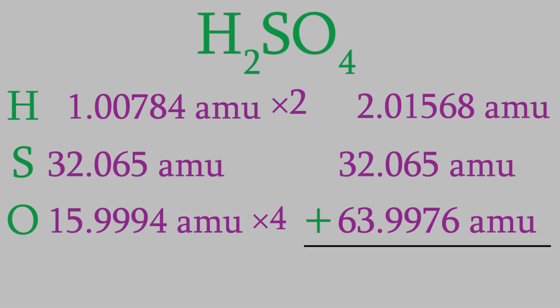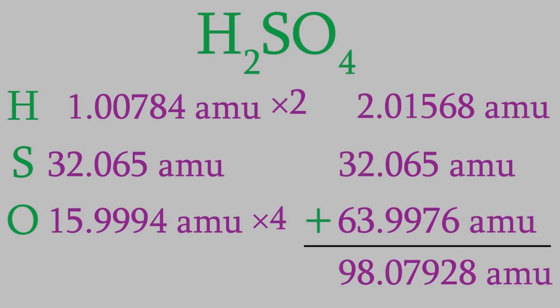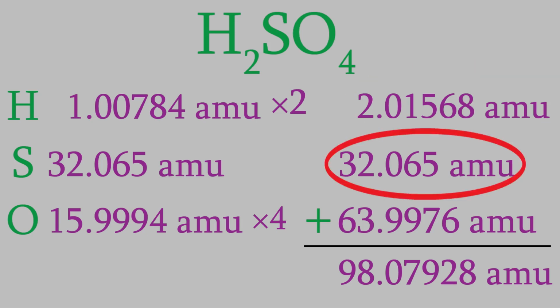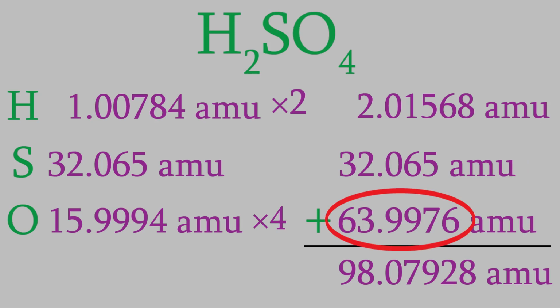Now, when we add up those masses, we get 98.07928 AMU. But we need to round to the right number of significant figures. Notice that the mass of the hydrogens has 5 decimal places, the sulfur has 3, and the oxygen has 4. Since the least precise mass is the one with 3 decimal places, that's how many our answer should have. So we round it to 98.079 AMU.